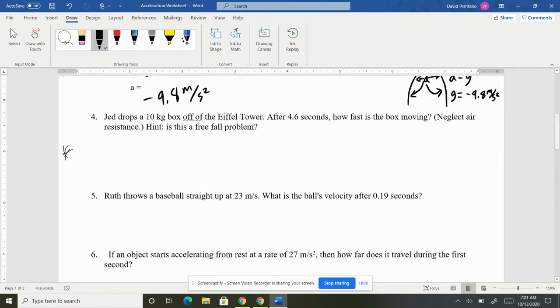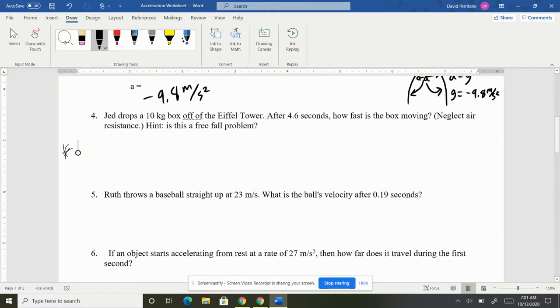All right, next one we're going to do is number 4. Let's read through the problem. Jed drops a 10-kilogram box off of the Eiffel Tower. After 4.6 seconds, how fast is the box moving? Neglect air resistance, meaning don't worry about it. Hint, is this a free fall problem? Well, is it? When Jed drops the box, is the only thing affecting it gravity?